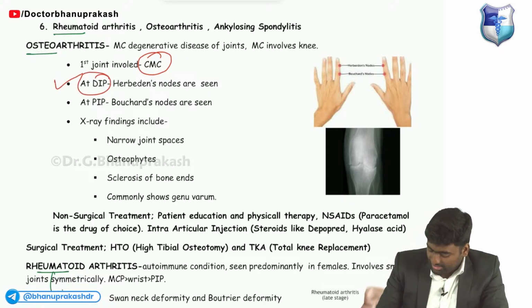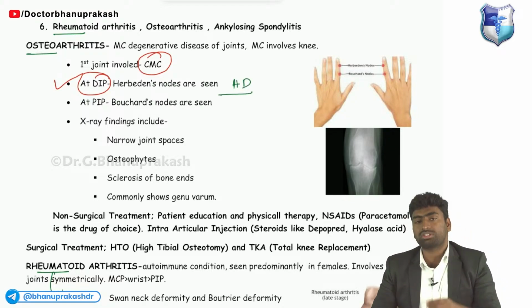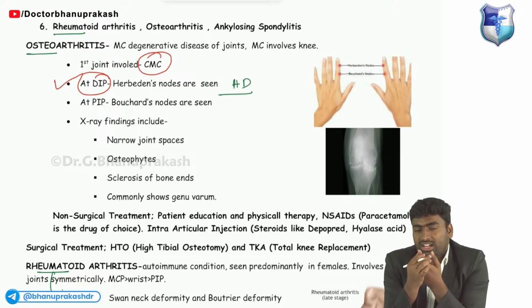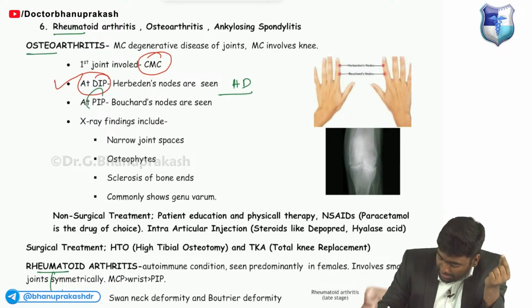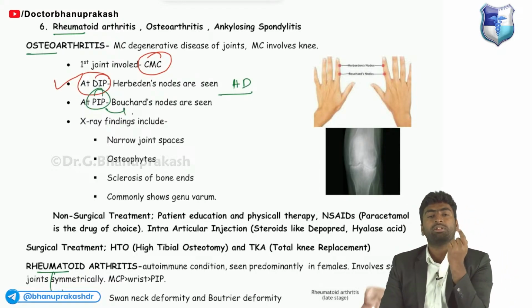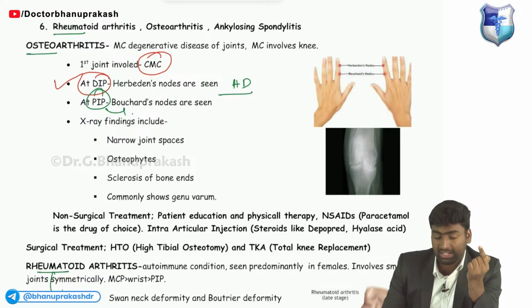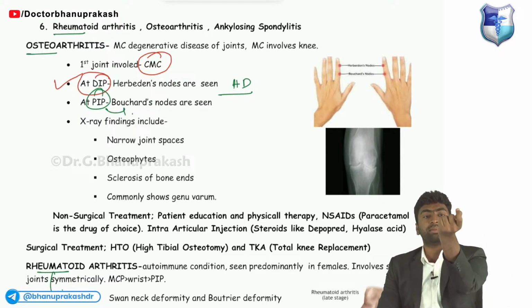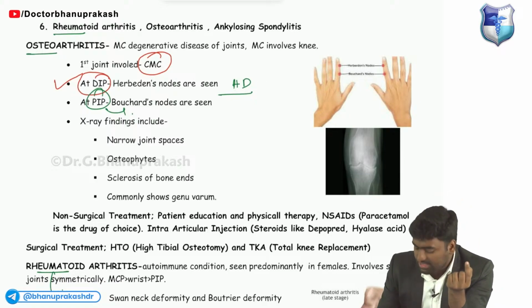Okay. Fine. Then if you are able to see this, there are two nodes. One is known as Heberden's nodes. These Heberden's nodes are present at this distal interphalangeal joint. Whereas PIP will be showing this Bouchard's nodes. Bouchard's nodes will be seen in the case of proximal interphalangeal joints. Whereas DIP will be having what? Will be having this Heberden's nodes.